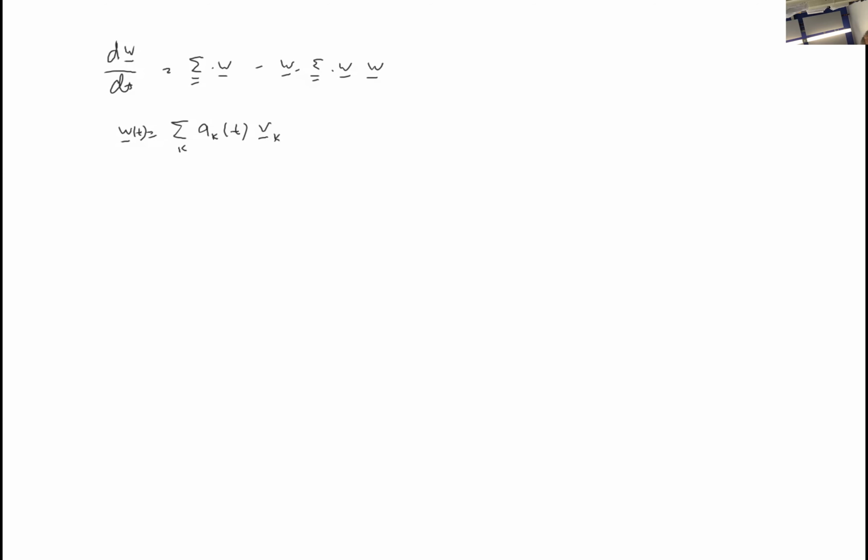And again, we get the sum on k of dA_k/dτ v_k equals the sum on k. This term is λ_k A_k as before, minus the sum on k of the W term here, it's just A_k v_k. So A_k v_k, and then times W · Σ · W.